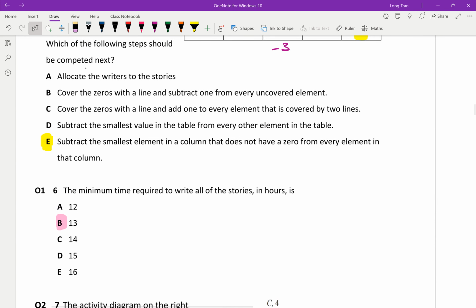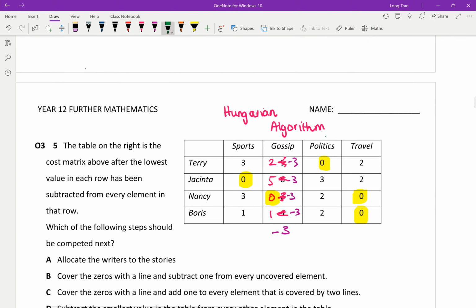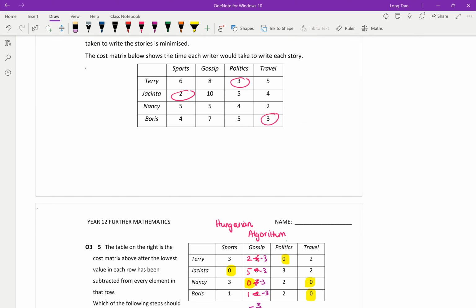So if my algorithm is done, when they say find the minimum time required, this is where I relate to both the tables. Okay, so where are my zeros at the moment? My zeros correspond with Nancy and travel. So Nancy and travel, Boris and travel, Nancy and gossip, and Jacinta and sports, and then Terry and politics. So those are my 3.